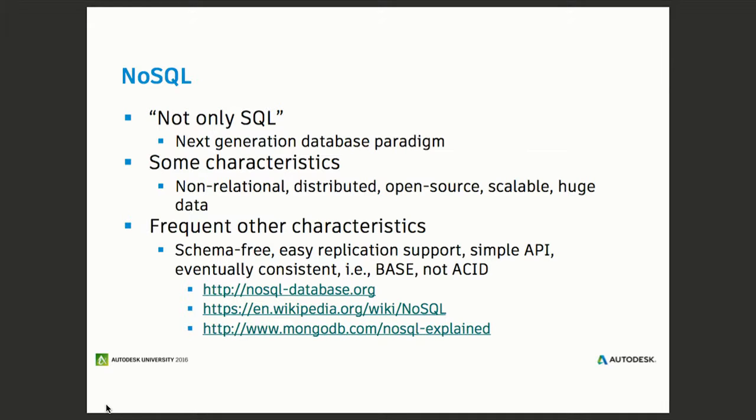So there are some typical characteristics. They're normally non-relational. They're normally distributed. They're, funnily enough, normally open source, scalable, and can handle huge data. And I might add, they're also very easy to work with. So it's really fun and cool.